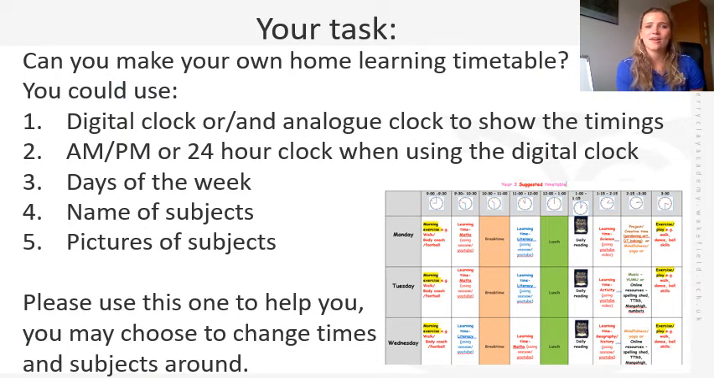Okay, so your task is going to be to make your own home learning timetable that you can then use in upcoming weeks. Just as I've done, I've got the digital clock and I've got the analog clock. You could do one or the other, or to challenge yourself, you could do both. Then you can either use AM and PM for your digital clock, or you can choose to do a 24-hour clock. When I look at mine, I actually could have put AM and PM to make it clearer, because I've done it as 12-hour clock rather than 24 hours, but that is something you can include. You might want to include the days of the week down the side like I've done, and you might want to put pictures of objects.